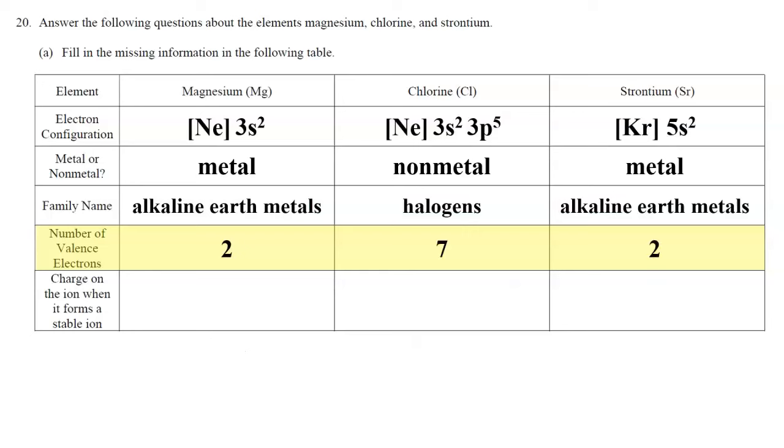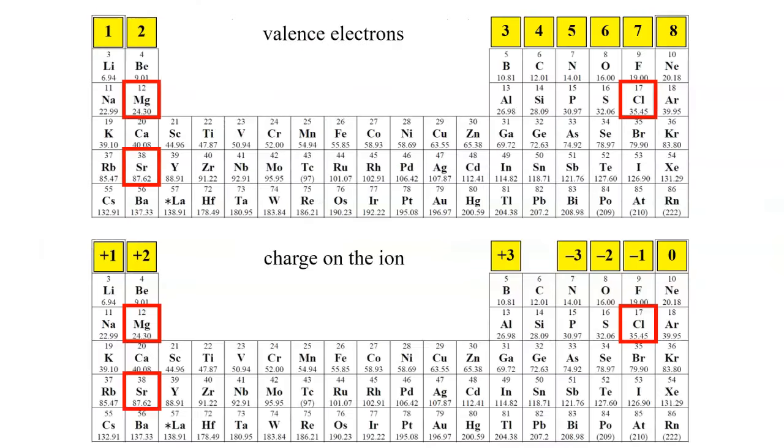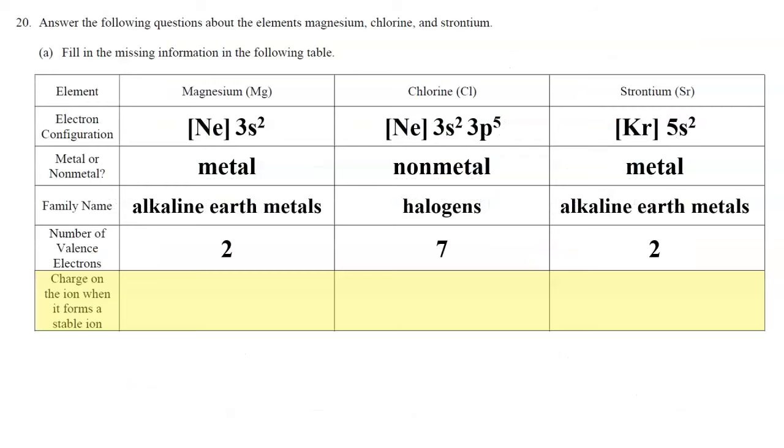And for the charge on the ion, when it forms a stable ion, magnesium and strontium would form an ion with a charge of +2. Chlorine would form an ion with a charge of -1. So +2, -1, and +2.